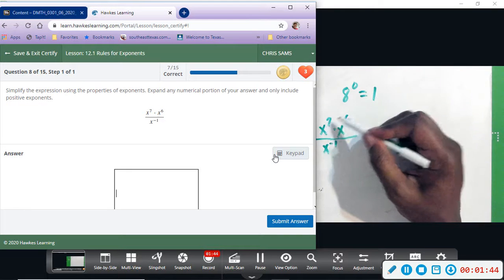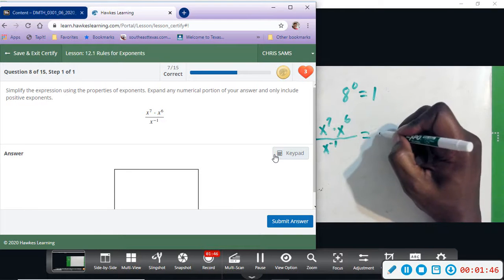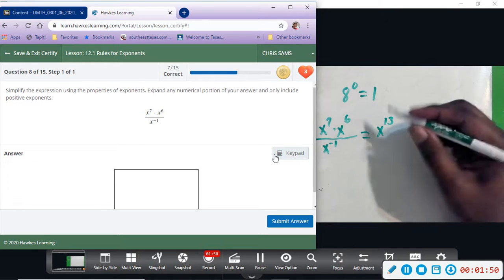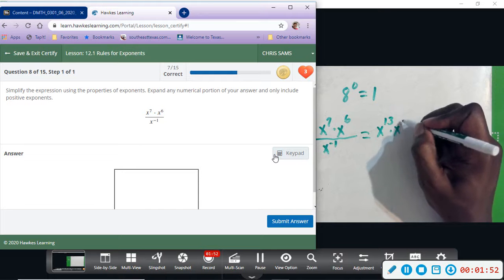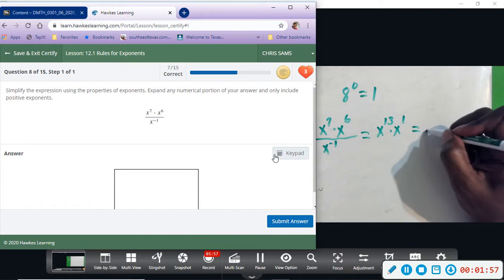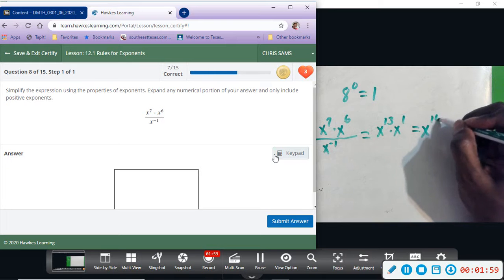So if I add 6 and 7, that gives me 13. And then bring this guy up, x to the positive 1 now. And then you just add these. And we get x to the 14th.